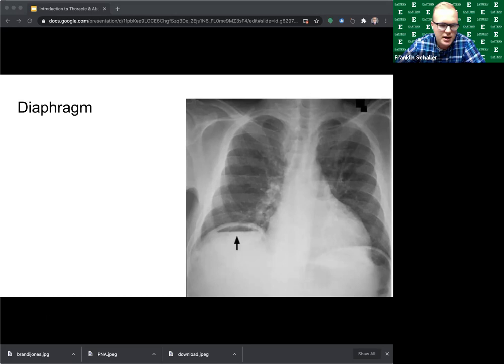So on exam with this patient, you'll probably see signs of peritonitis. So 10 out of 10 abdominal pain. Their abdomen is hard, rigid, board-like. This patient's probably going to appear acutely ill. Maybe they're tachycardic, hypotensive, things of that nature.